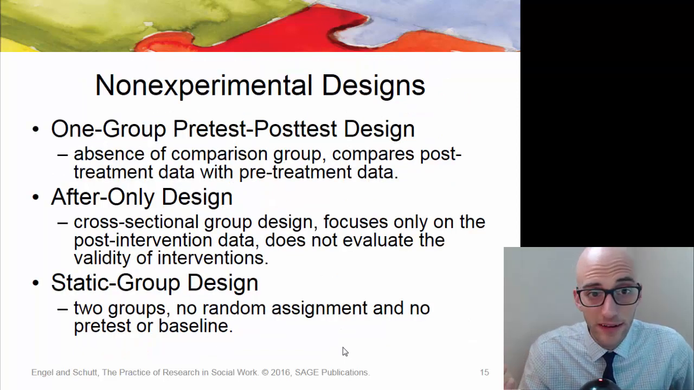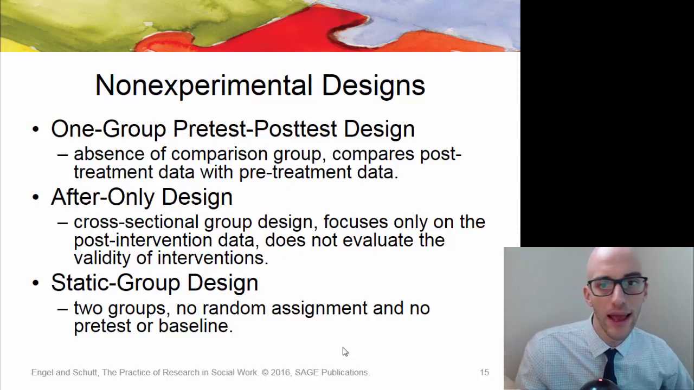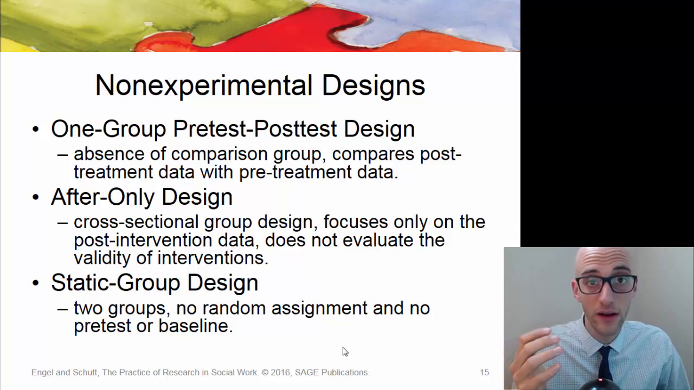So some non-experimental designs can be a one-group pre-post test. There's an absence of a comparison group, and it compares post-treatment data with pre-treatment data. In this, you can imagine everybody in the group gets the intervention, and all that we're doing is a pre and post test, which can give us strong ideas about correlation. We can show if our intervention was correlated with a change in the outcome variable.